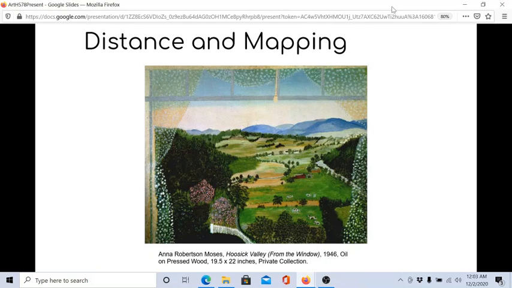And so that's what I think the implication of memory painting is. It's about that radical first-person experience. But I don't think that's what Moses does.